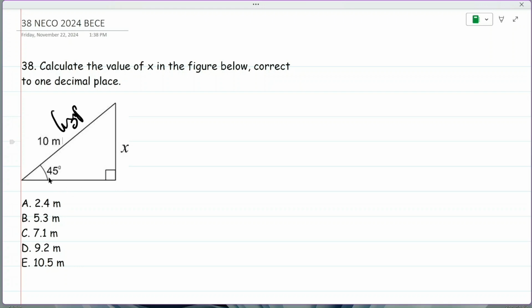An acute angle is an angle less than 90. Given the acute angle to be 45 degrees, the side opposite the angle is the opposite. Trace it, and it's here. That means x is the opposite side. So we have our hypotenuse, we have an angle, we have a right angle triangle, and we're looking for the opposite.